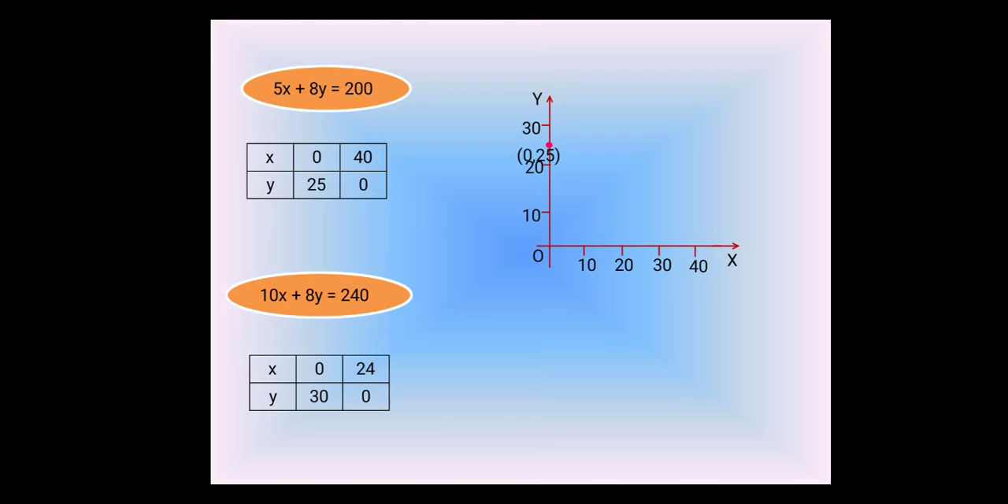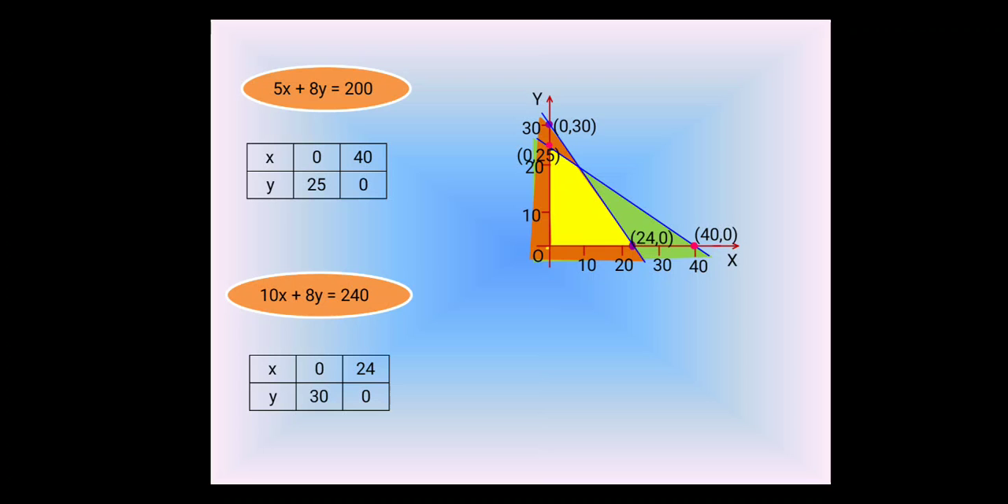first point is (0, 25), next point is (40, 0). We have a line by joining these 2 points. Hence, the first inequality is less than or equal to 200, therefore shading towards the origin. Considering the remaining 2 points (0, 30) and (24, 0), again we have a line by joining these 2 points. Therefore now we have to find the feasible region by these 2 shaded parts.